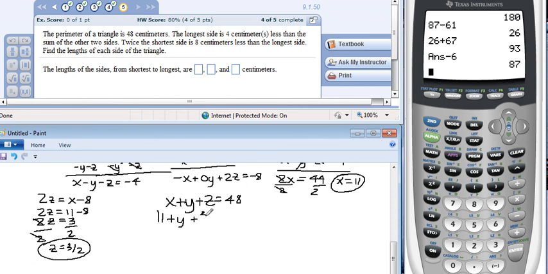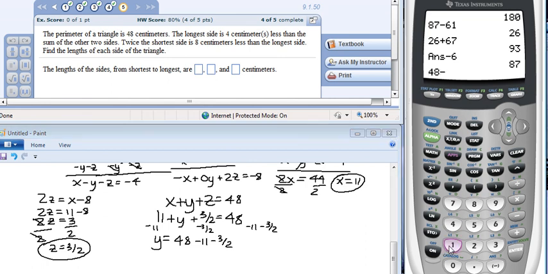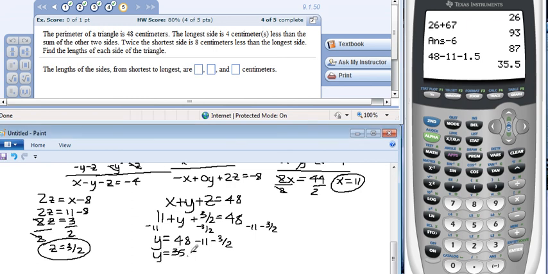11 plus y plus 3 halves is equal to 48. So we have y is equal to, okay, I'm going to subtract my 11 and subtract my 3 halves from both sides. I can do it this way too if I want. So we have 48 minus 11 minus 3 halves. I'm just going to do this on the calculator. Minus 1.5. So I'm going to get 35.5. Maybe it's right. I don't know. 35.5. Now, my math lab is not going to like that, so we're going to want to do math enter, enter. 71 halves.